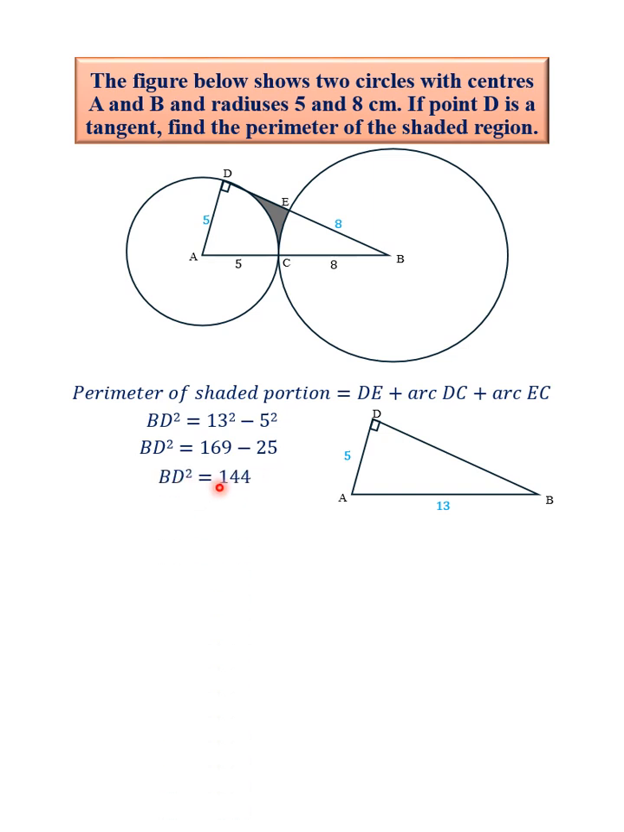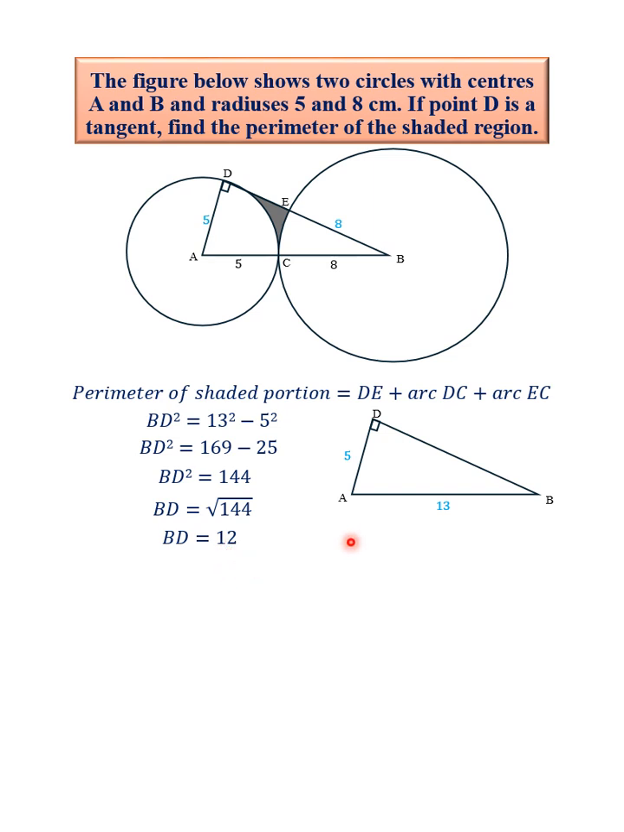BD squared is equal to 169 minus 25 gives us 144. To obtain BD, we take the square root of 144. So that BD is equal to square root 144 and BD will be equal to 12. I know someone is asking, why didn't we put plus or minus here? We are looking for the length BD. Length is never a negative number. Length is always a positive number. So we do not require a negative solution here. So we've discarded it and we took only the positive solution, which is 12.